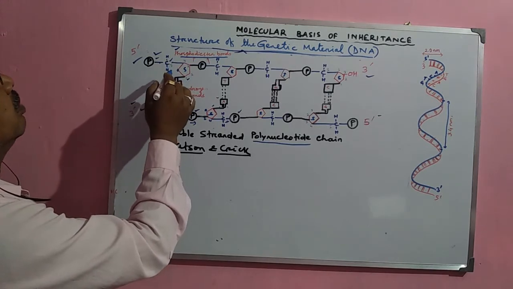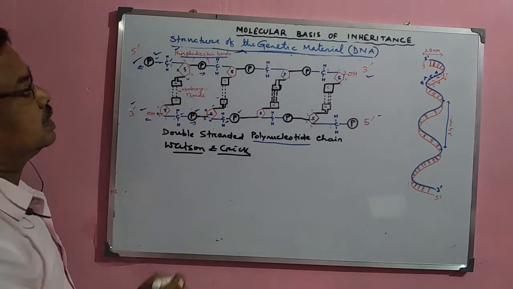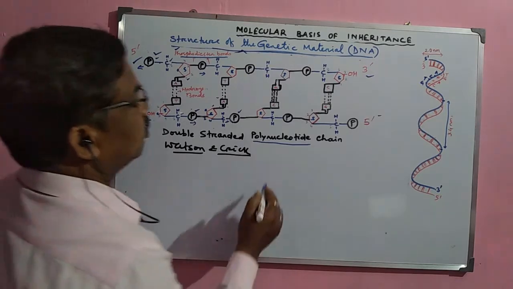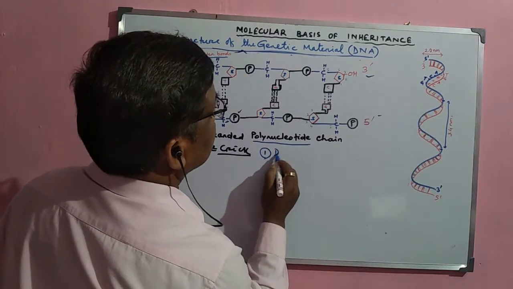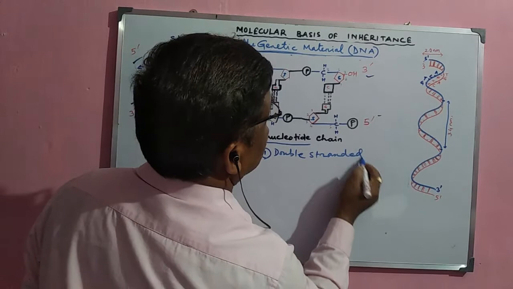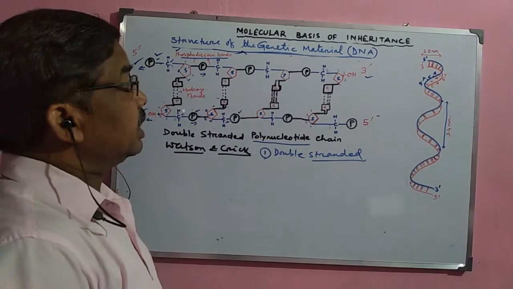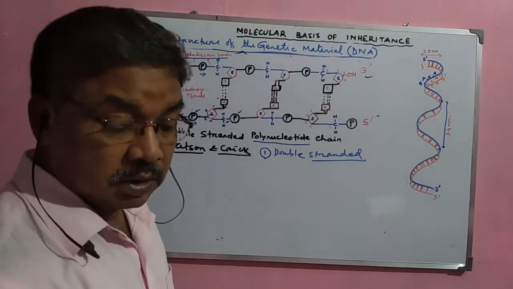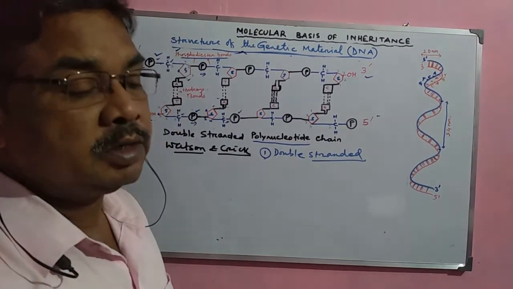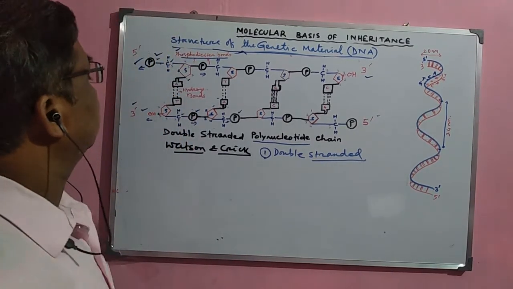Here in this chain, what happened? It is attached in the fifth position in this direction and third position in this direction. So this type of arrangement is called anti-parallel. So the first one is that it is a double-stranded structure, and both the strands are normally parallel in nature. What do you mean by parallel? Parallel means both never intersect one another. So that is why they are called parallel.